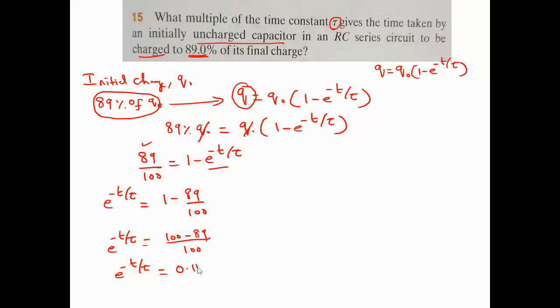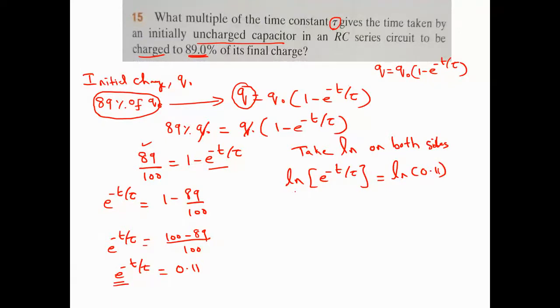Clear? Now, because we are going to find the time in terms of the time constant, I have to avoid this exponential. So I'm going to take the natural log on both sides. When you take the natural log of the exponential of minus t over tau, and on the right hand side natural log of 0.11, the exponential will be gone. So what is left? Minus t over tau is left.